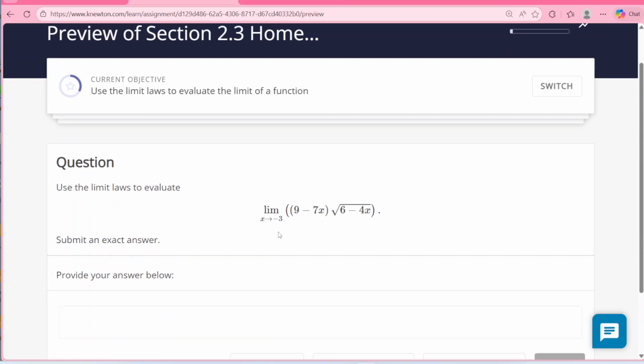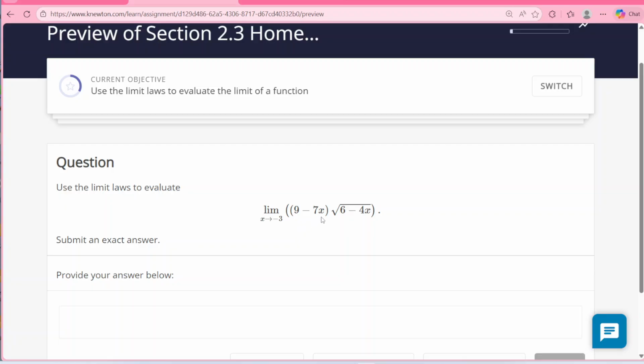All right, once again. Now there's a root law as well. Just remember you can't take square roots of negatives. So as long as you're not ever plugging in numbers that will make you take the square root of a negative, you should be able to just do a direct substitution. So you've got this polynomial, 9 minus 7x, multiplied by this radical, the square root of 6 minus 4x, and we're taking the limit as x approaches -3.